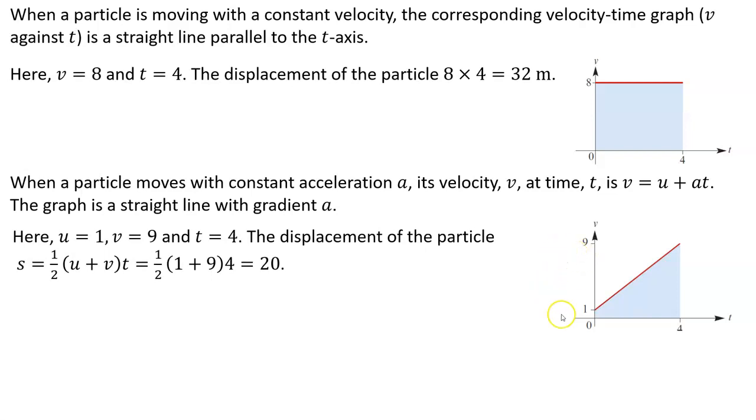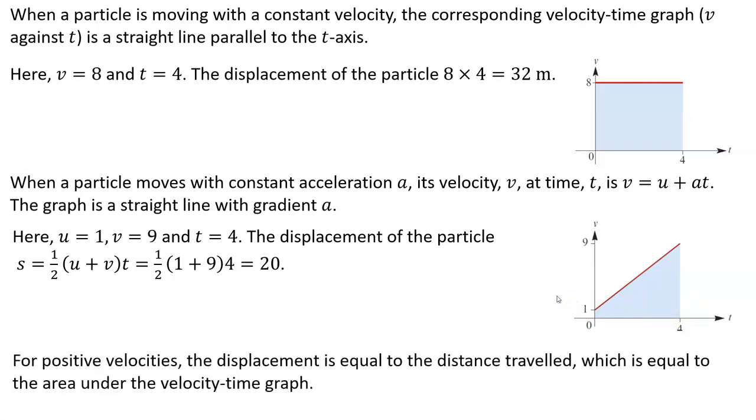What I can say here, the displacement of the particle is actually the area of this trapezium. So that's 1 plus 9, which is the same as saying initial velocity plus final velocity, multiplied by a half, multiplied by the distance between the parallel sides for the area of a trapezium, which is the time in this case.